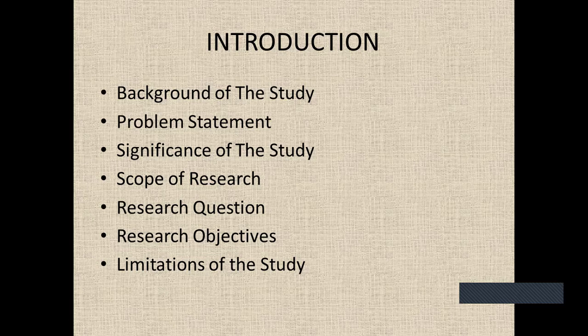Another heading is scope of research. People often confuse these two headings, the significance of the study and the scope of research, whereas they should be clearly distinguished. The significance covers the importance of the study, however, scope of research covers to what extent you are going to apply the results of the research findings in different kinds of scenarios or situations.